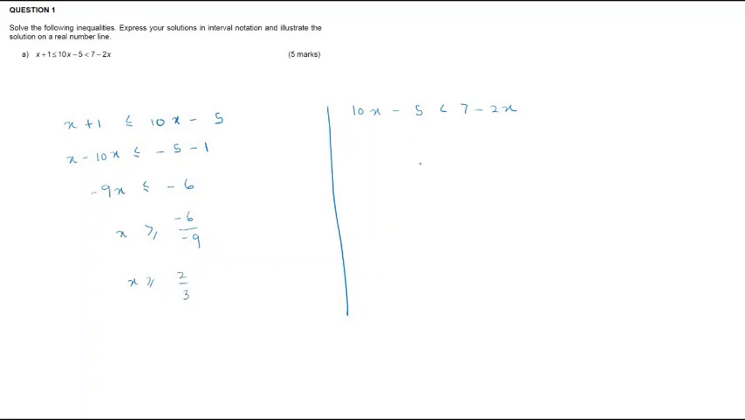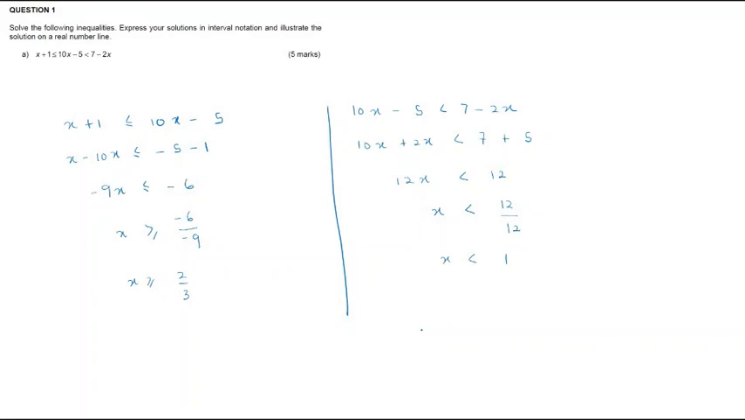Okay, the second part of the solution. 10x plus 2x less than 7 plus 5. 10 plus 2, 12x less than 12. Now we want to bring 12 to the other side. Also division, however, this is a positive value, so there's no need for us to change the sign. The sign stays as less than. So simplify, x less than 1.